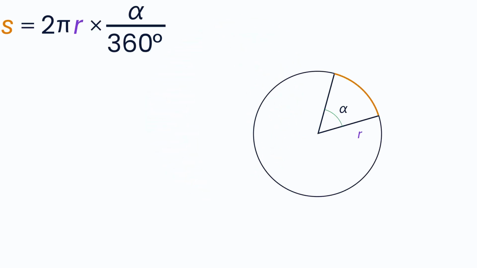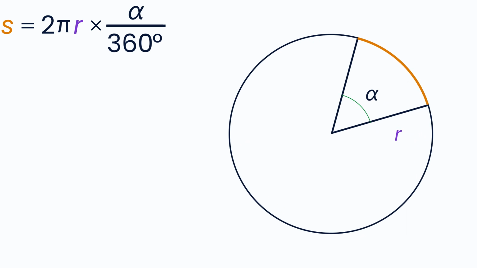Now, let's see what happens if you increase the radius of the circle. The arc length increases too. The formula also tells you this. As the radius r increases, so does the length of the arc. This is also the case if you increase the size of the central angle. The arc length, S, increases as the central angle, alpha, increases.